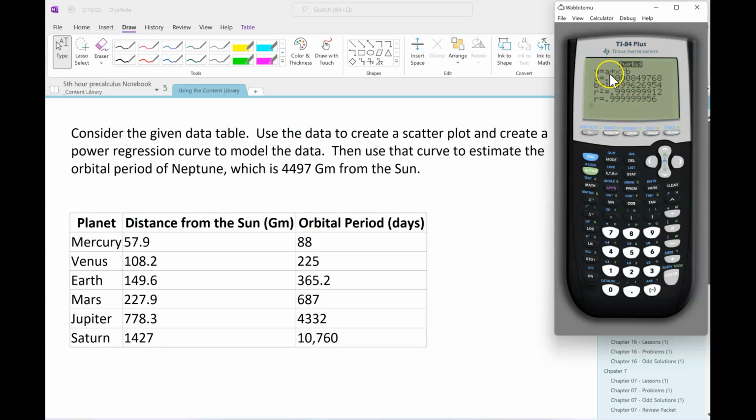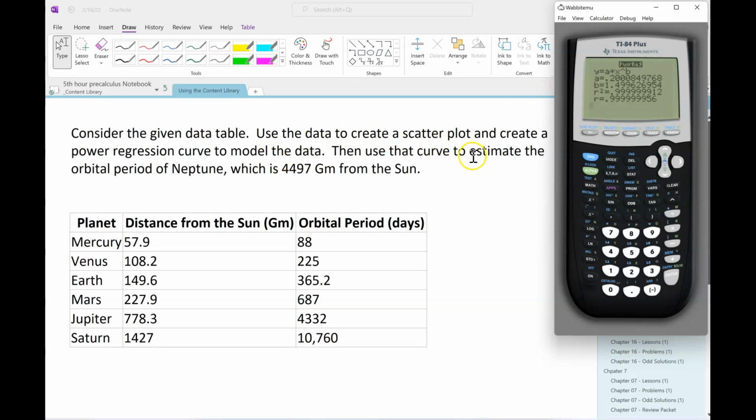So it's y equals 0.2-ish x to the 1.5-ish. Everybody's okay with that? If I look at that r squared value, it's quite good. That's awful darn close to 1. So pretty excellent fit. Everybody's cool? So that's my power regression curve. That's the first part, right? I guess we didn't create the scatter plot because I skipped it, but whatever.